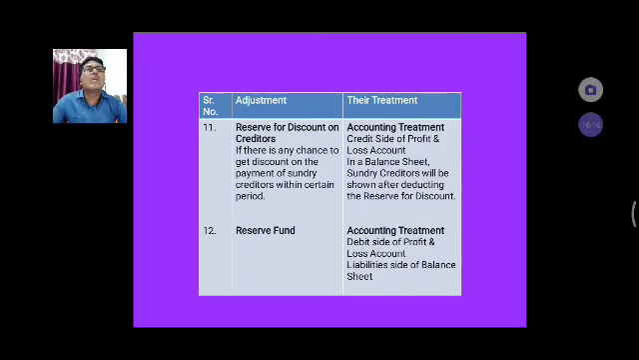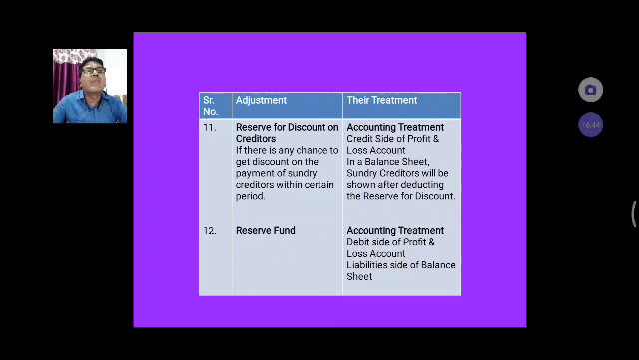Number 11, reserve for discount on creditors. If there is any chance to get discount on the payment to sundry creditors within a certain period, we call it reserve for discount on creditors. The treatment: credit side of profit and loss account, and in the balance sheet, sundry creditors will be shown after deducting the reserve for discount.